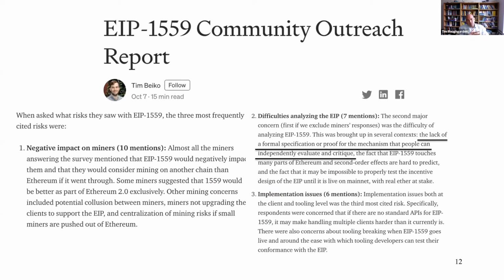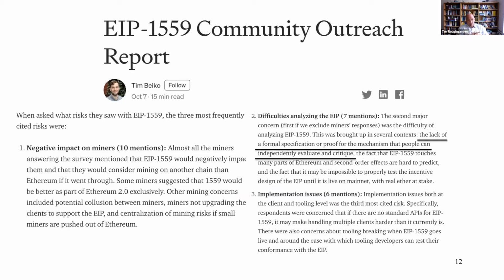And so, because 1559, if it gets deployed, is going to be the biggest economic change made to a major blockchain to date, it's really a big deal. So there's been a lot of discussion, a lot of hand-wringing, a lot of concern.